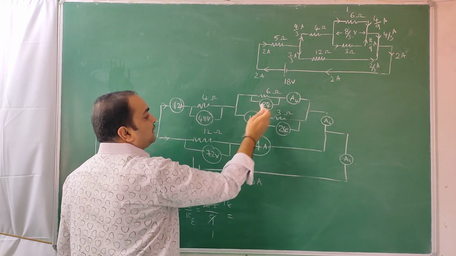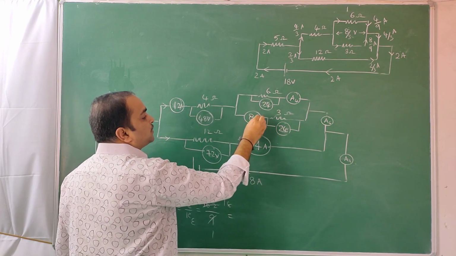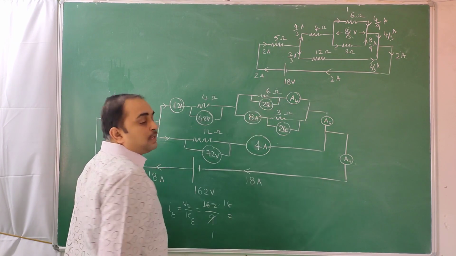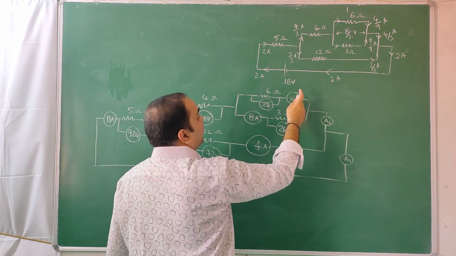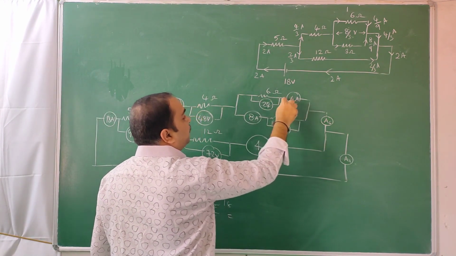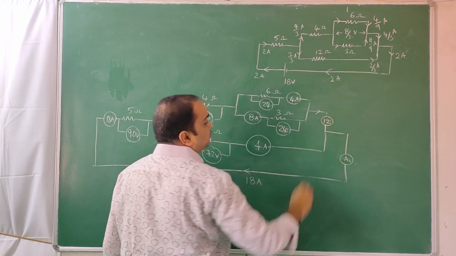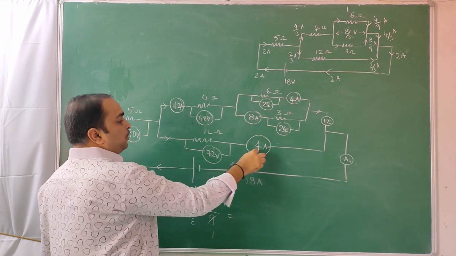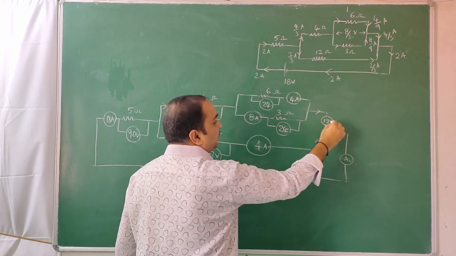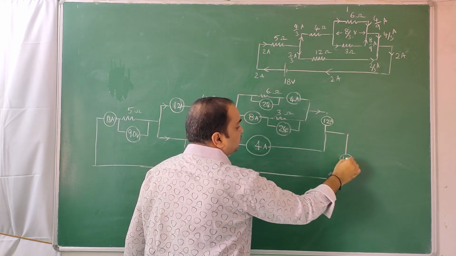So 24 by 3, 8 amperes. 24 by 6, 4 amperes. So this 4 amperes and this 8 amperes join as 12 amperes. So this will read 12 amperes. This was coming out to be 4 amperes. This 4 amperes and this 12 amperes rejoined to get 18 amperes.